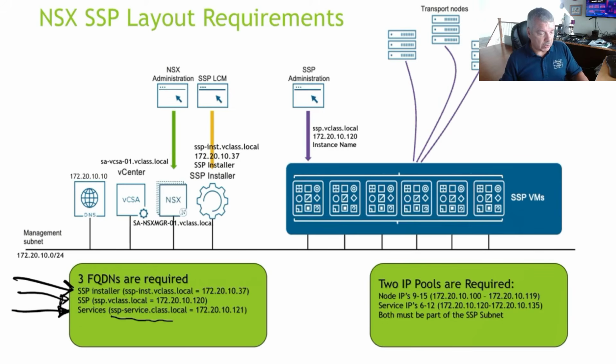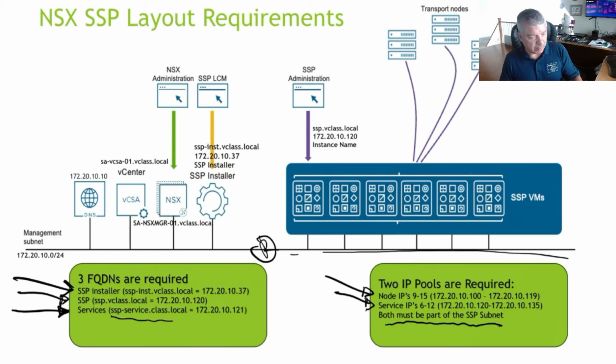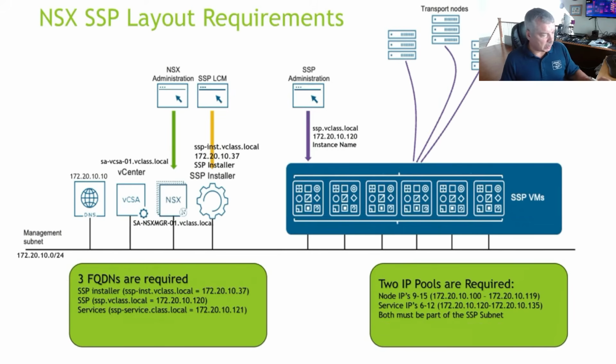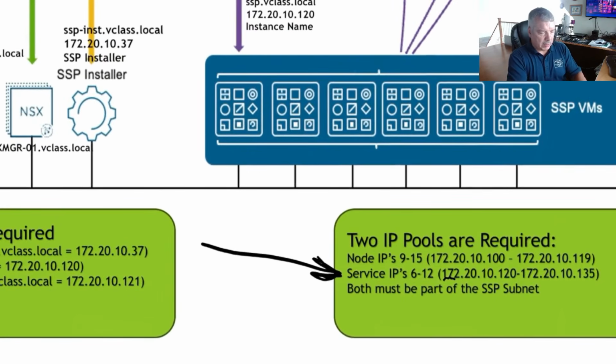You'll also need 2 IP pools, one for the nodes and one for the services IPs. It says both must be part of this subnet, okay? Let me put the router here. Whatever this subnet is here, right? In my environment, I just have one flat subnet, so it's nice and easy. You'll notice, again, my services pool, I'll point this out again a little bit later when I'm doing the install. Notice mine is 172.20.10, 120 to 135.